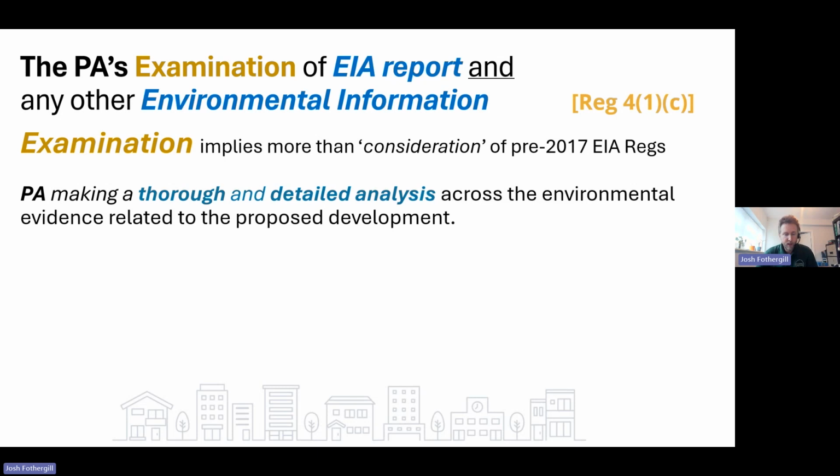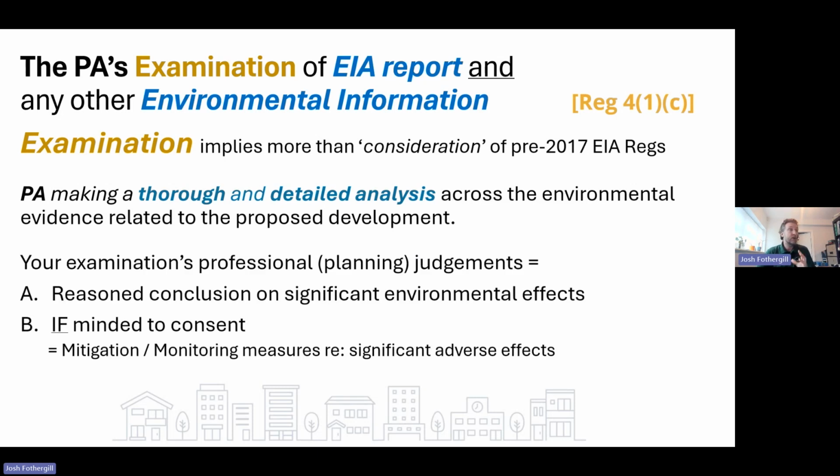We're meant to be making a thorough and detailed analysis across the environmental evidence that's related to the proposed development. So ultimately, what we're trying to do is make professional planning judgments as to what are our reasoned conclusions on significant environmental effects. And if we're minded to consent, then are there mitigation or monitoring requirements that might need to be conditioned in relation to significant adverse effects? So we're very much thinking about a critical judgment beyond just summarising what the materials have said or a general review. We're meant to be getting into the nitty-gritty of this, but it is a judgment. We're not expected to be the expert in that particular species, etc.